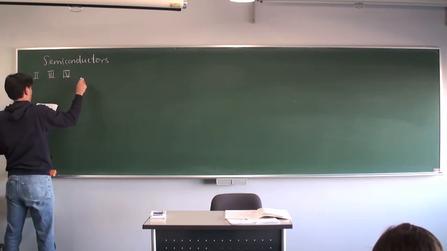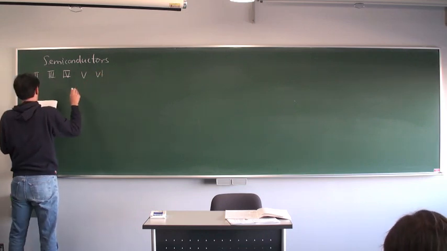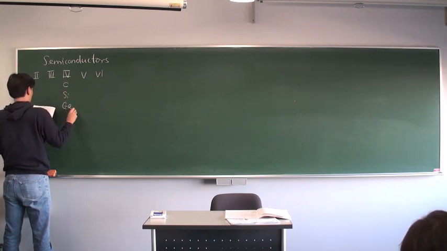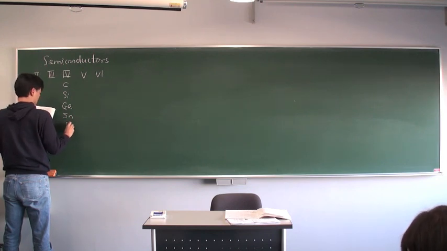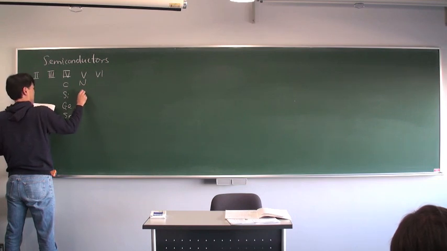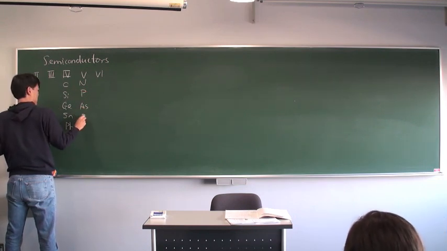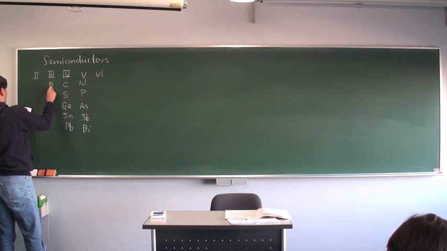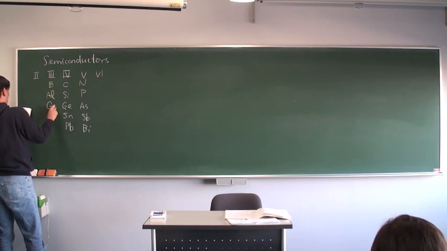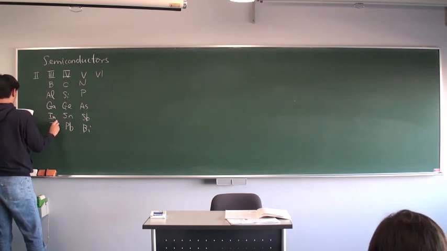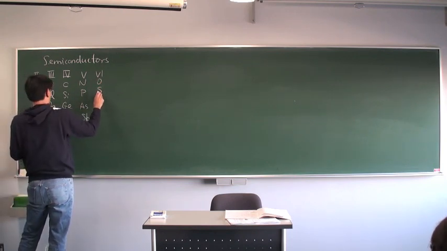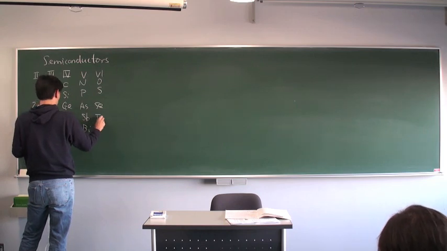And semiconductors are basically made of elements that are usually group 4: carbon, silicon, germanium, tin, lead. But then we have here nitrogen, phosphorus, arsenic, antimony, bismuth, and then boron, aluminum, gallium, indium, thallium, and then zinc, cadmium, mercury, and then oxygen, sulfur, selenium, tellurium, and polonium.